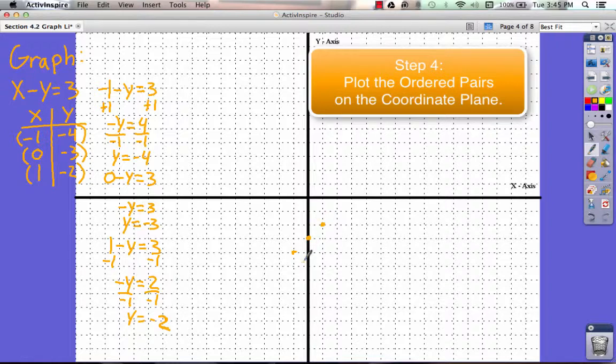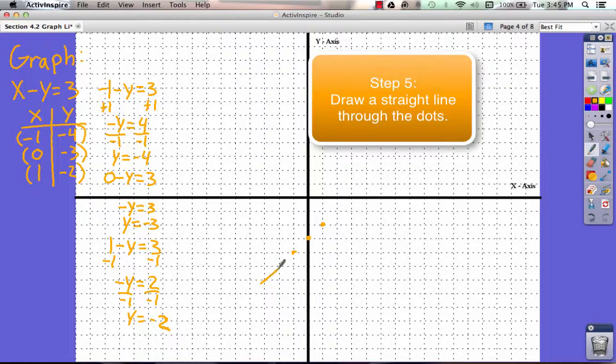Notice the 3 dots are lining up. Now all I have to do to connect my dots is draw a straight line, as straight as you can make it, right through. That's graphing using a T-chart.